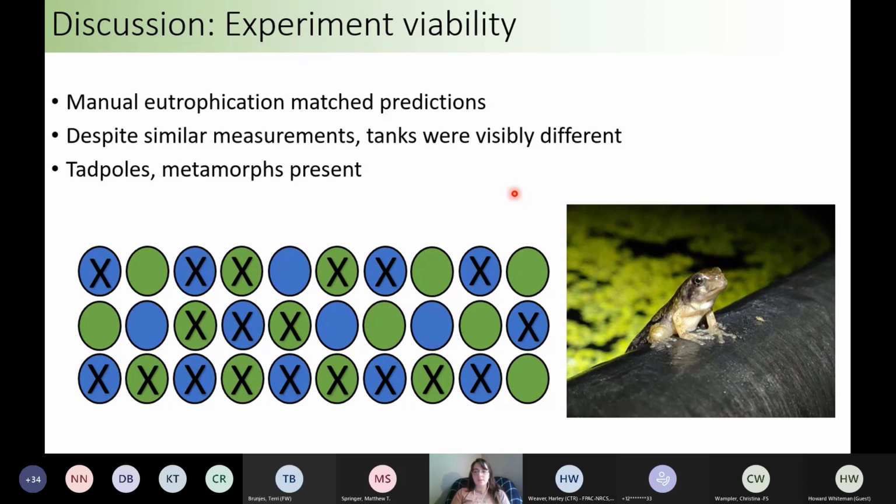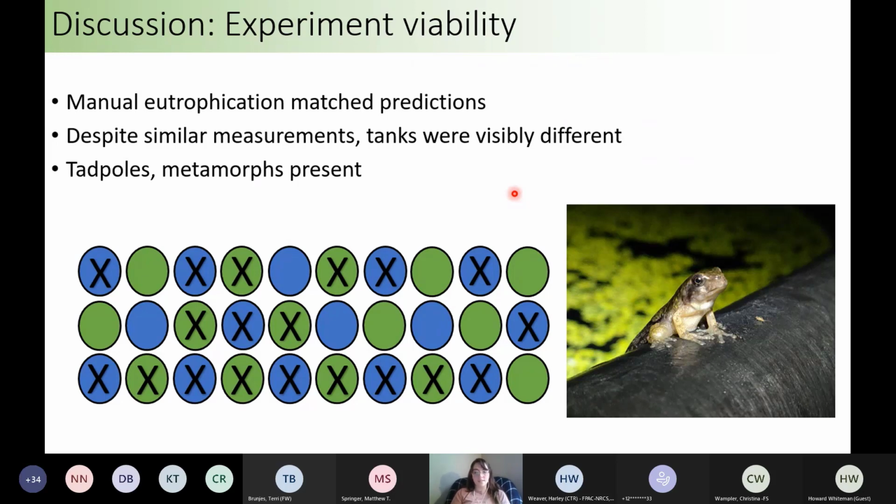Despite some similar measurements in the tank, like temperature and pH, the tanks were visibly different. You could look at two different tanks and tell that one of them had been eutrophied and the other was clear. The eutrophic tanks just had a lot more algae growth and a lot more primary productivity, with duckweed floating on top. And then the control tanks were so clear that you could usually see to the substrate.